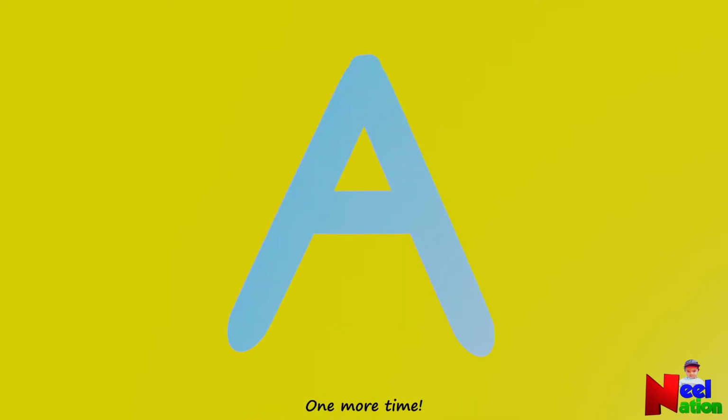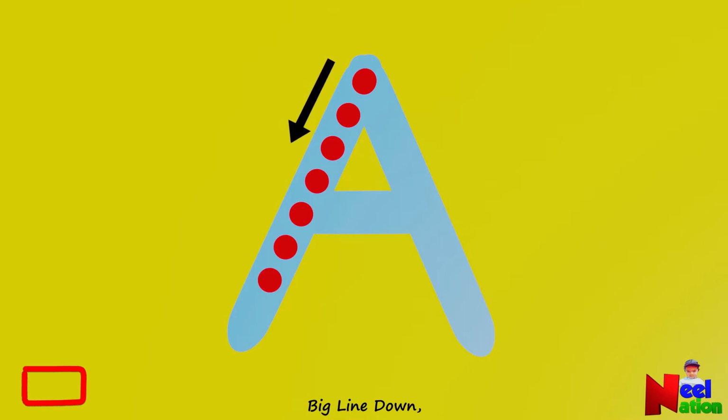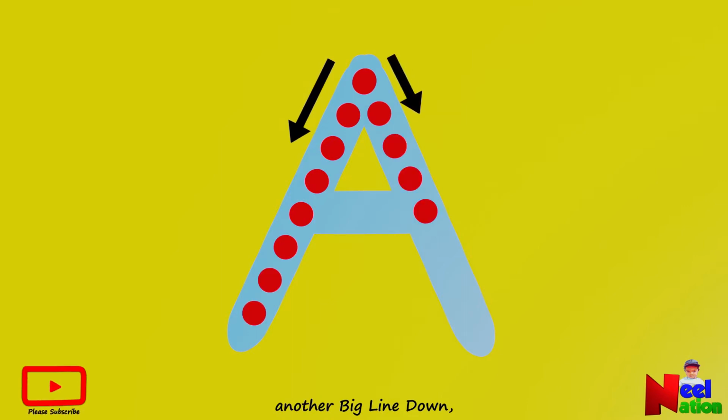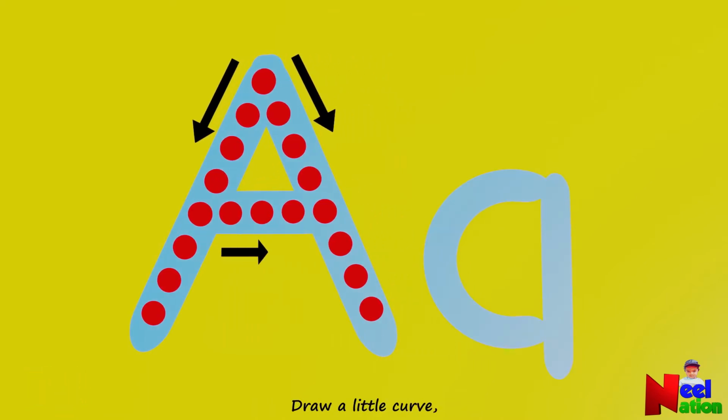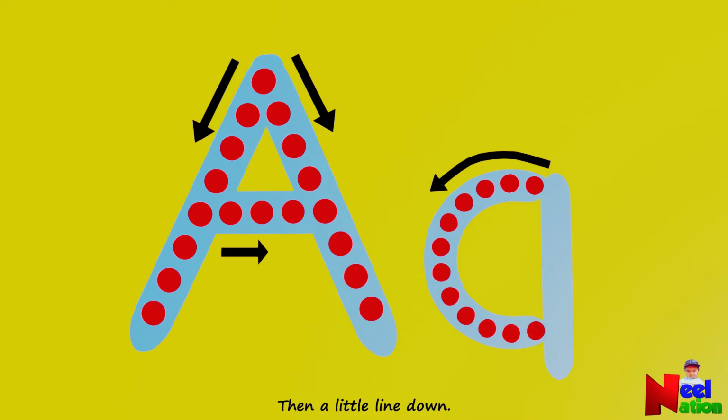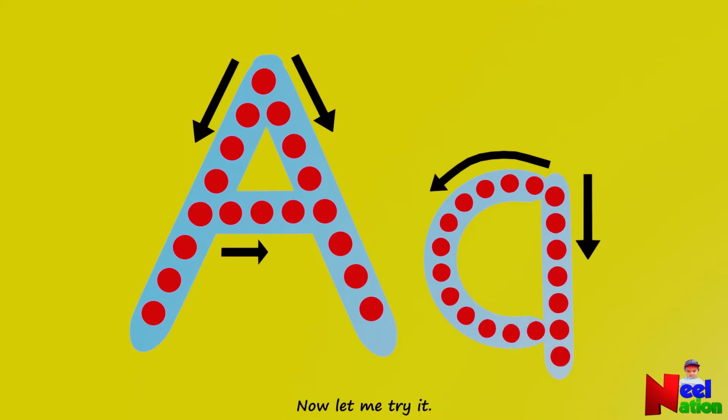One more time. Big line down, another big line down, then a little line. Now you have an uppercase A. Draw a little curve, then a little line down. Now let me try it.